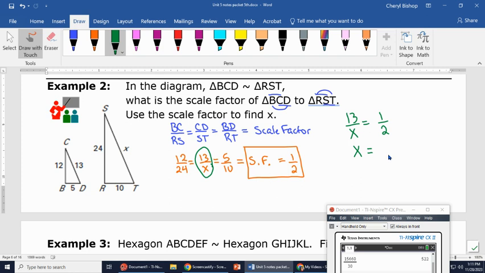How big is X? 26. I love when you're supposed to answer 1/2, you say 26. And then when the answer is 26, you say 1/2. Okay, so my scale factor is 1/2, which helps me find X, that is 26.